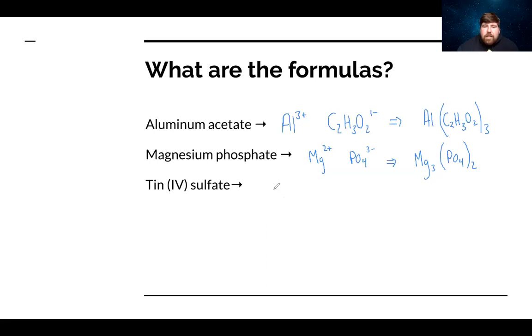And then the last one is tin for sulfate. We love Roman numerals because Roman numerals tell us the charge of the tin. In this case, it's 4+. Sulfate is SO4 2-. Now, the criss-cross trick won't necessarily work for this because remember, we want to represent ions in the lowest whole number ratio. And in order to do that, we're going to go ahead and bring together 1 tin for every 2 sulfates. And that's because sulfate has a -2 charge, and 2 times -2 is -4, which ends up canceling out with the +4.